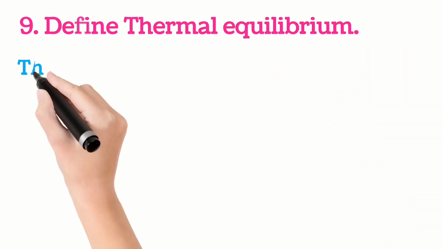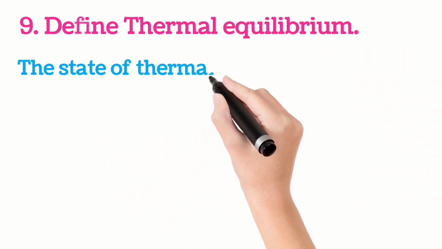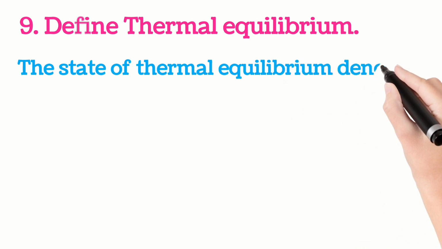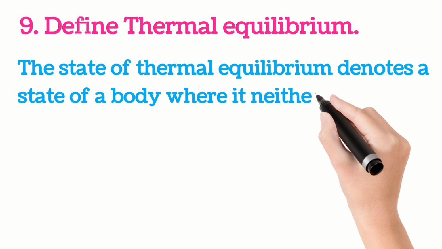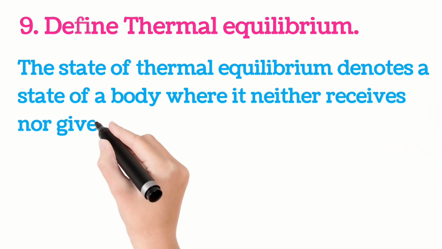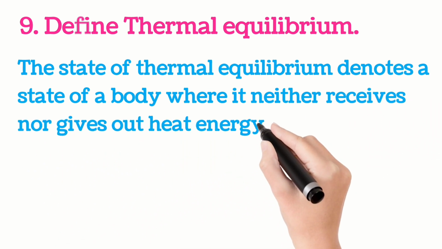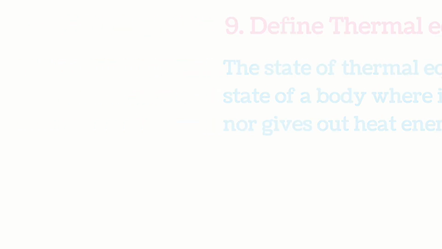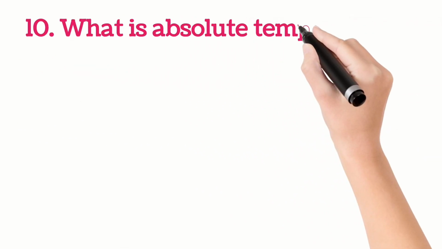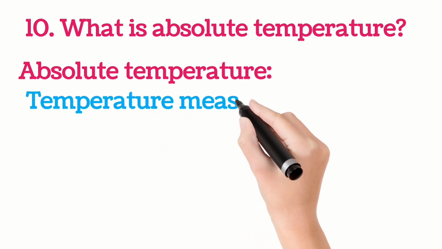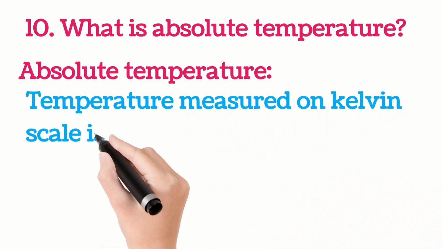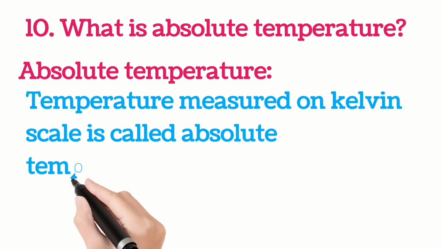Define thermal equilibrium. The state of thermal equilibrium denotes the state of a body where it neither receives nor gives out heat energy. What is absolute temperature? Temperature measured on the Kelvin scale is called absolute temperature.